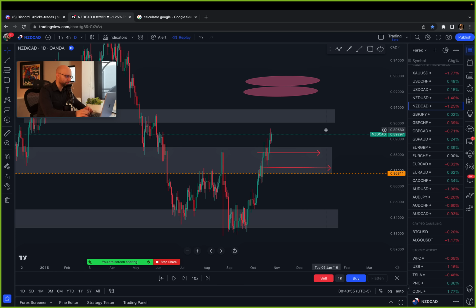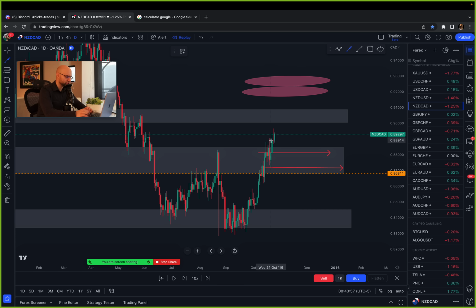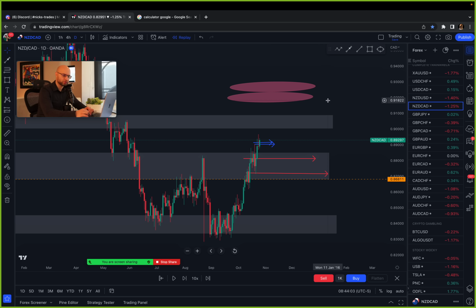So it does not bounce. So I'm going to hedge both positions right here on a break of that high. And this is the daily chart, so you have like a whole day to look at. You only have to look at charts once a day.